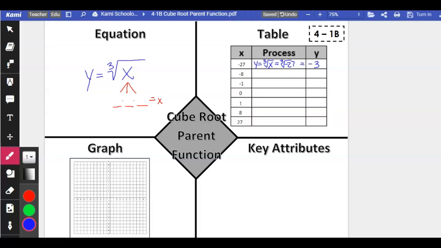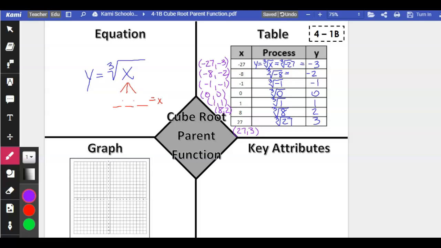Let's do the next one. The cube root of negative 8 is negative something. Well, what times itself 3 times is 8? That would be 2. 2 times 2 times 2 is 8. So I'm going to give you a moment to pause, fill in the rest of the process columns, fill in the rest of the y values, and be ready to plot your ordered pairs. So pause and fill in that table.